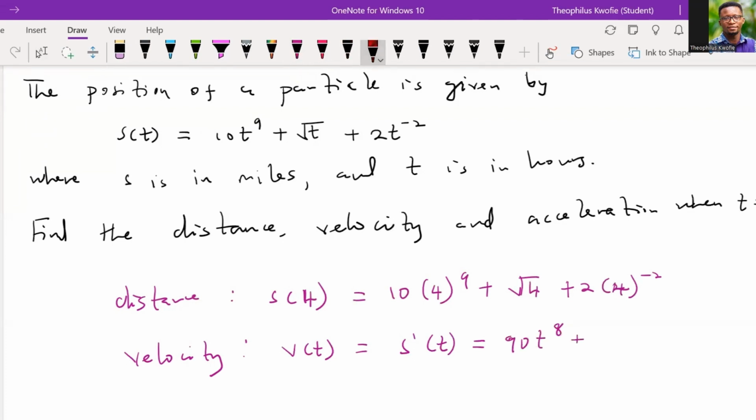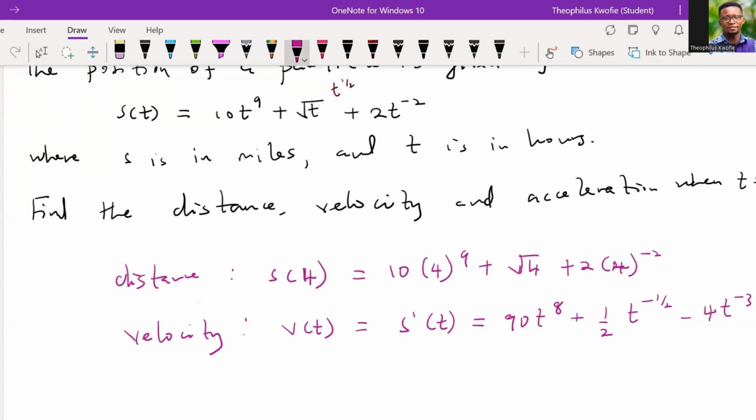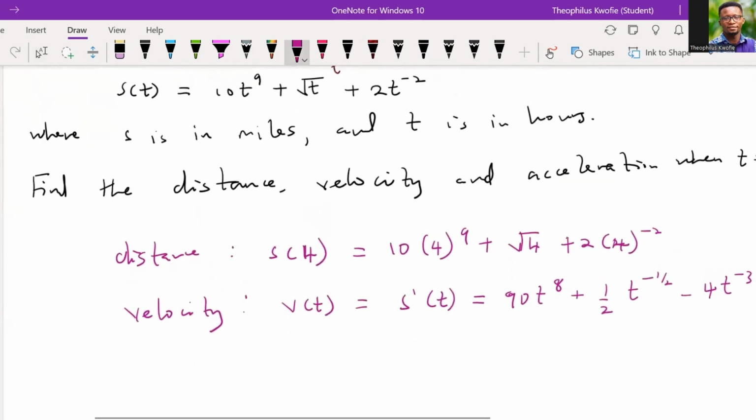Now, the easiest way to look at this is to write root of t as t to the power half, right? So what happens? We drop the half, then we decrease the power of t by 1. Then the same applies to the other one, so that gives us minus 4 t to the power minus 3. It's very, very important. Then when t is 4, what do we get? It just means that wherever I see t, I should just replace it by 4.